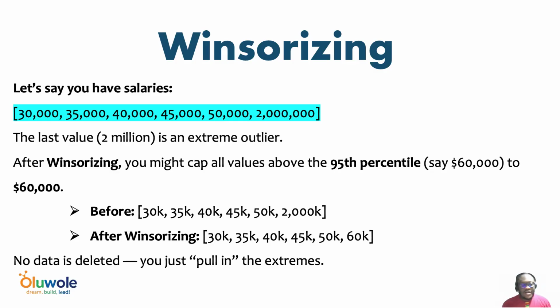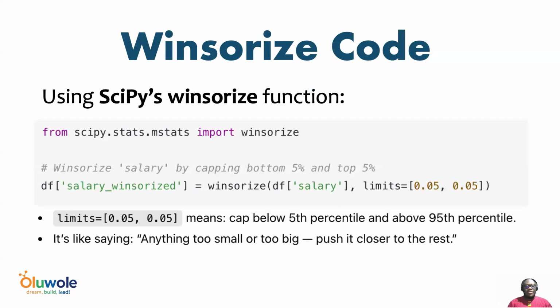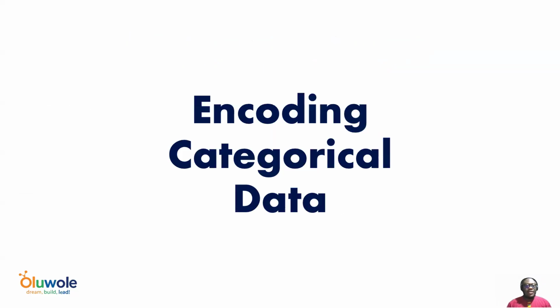Sincerely apologize for that. So this is what winsorization does for us. You can see that you can bring extreme values and pull them in from both the lower end and the upper end, anything too small, anything too big. All right. Then we'll go to encoding categorical data.